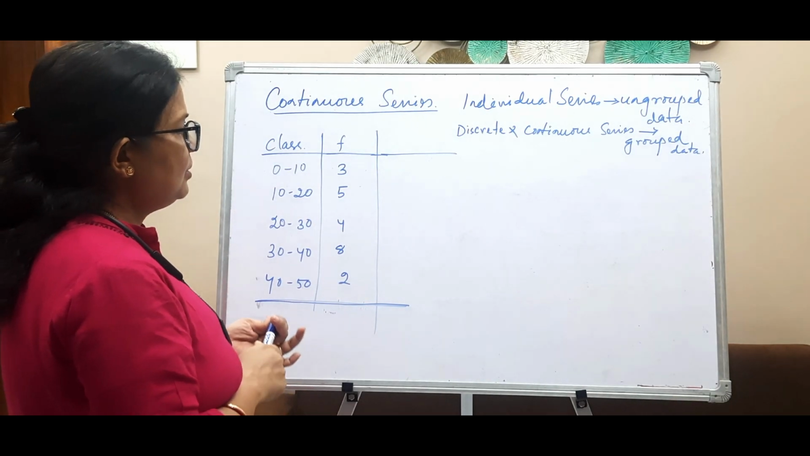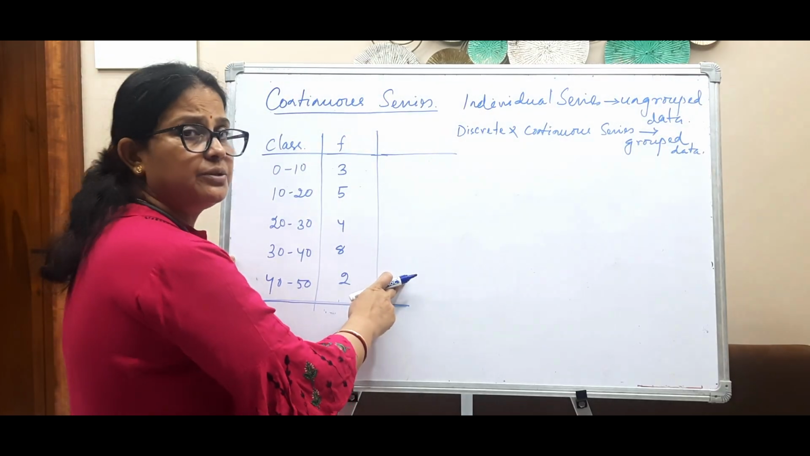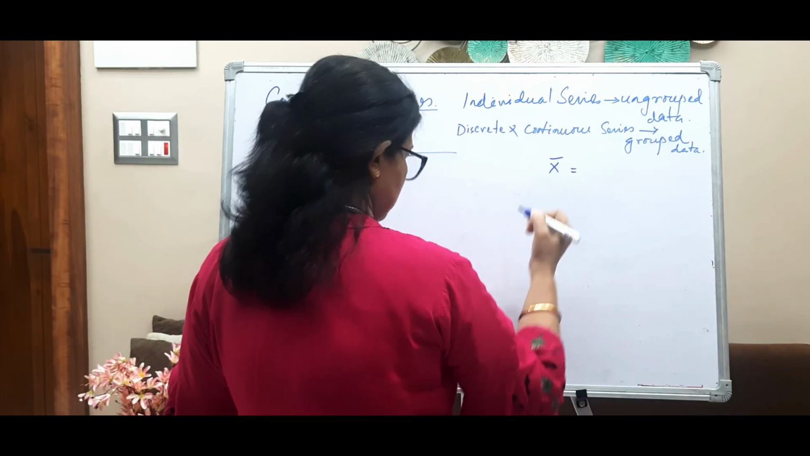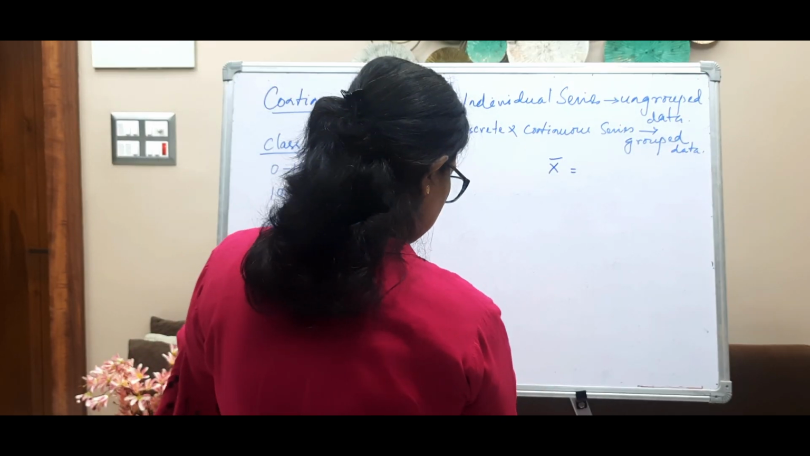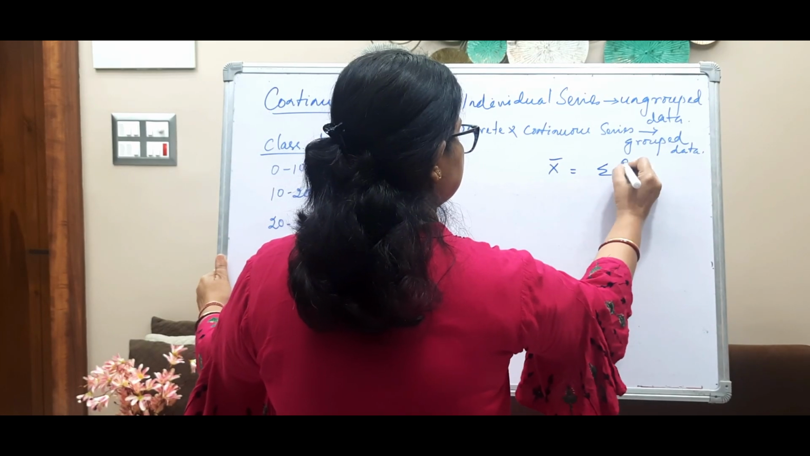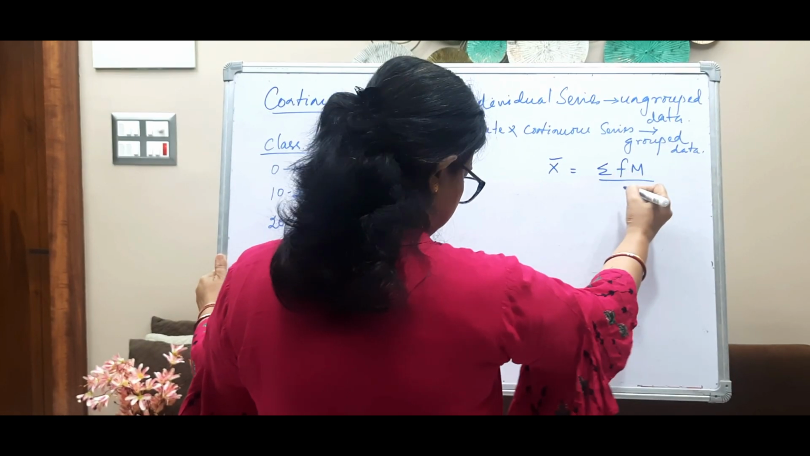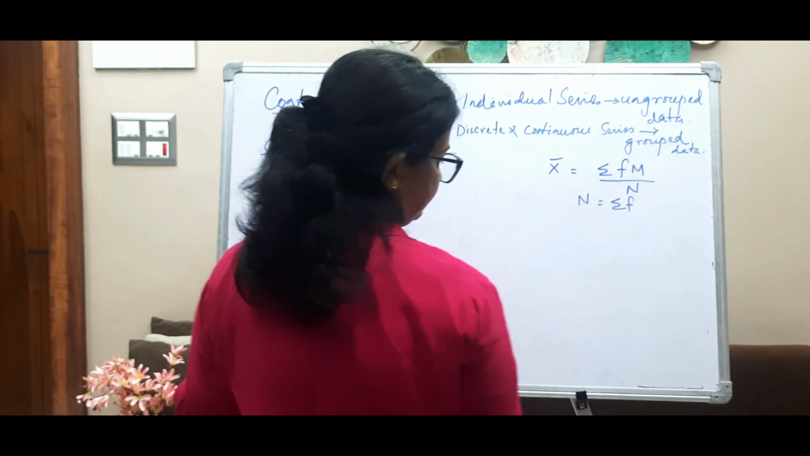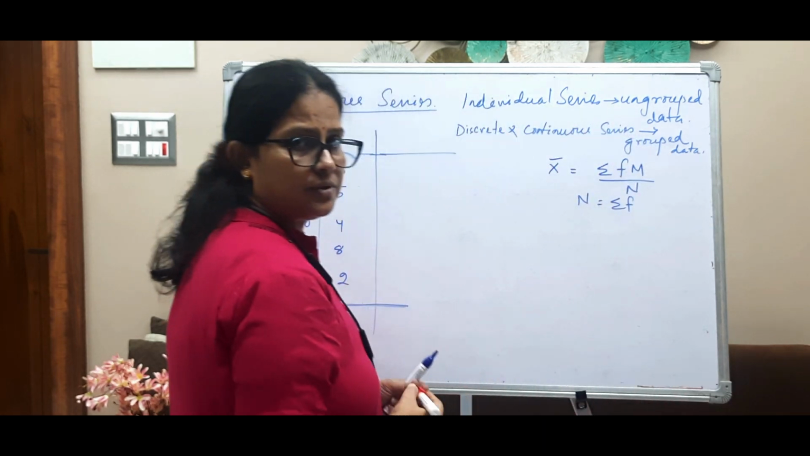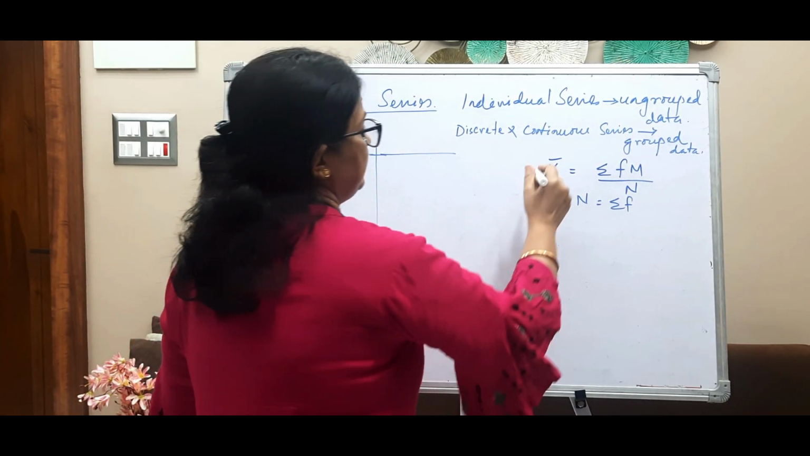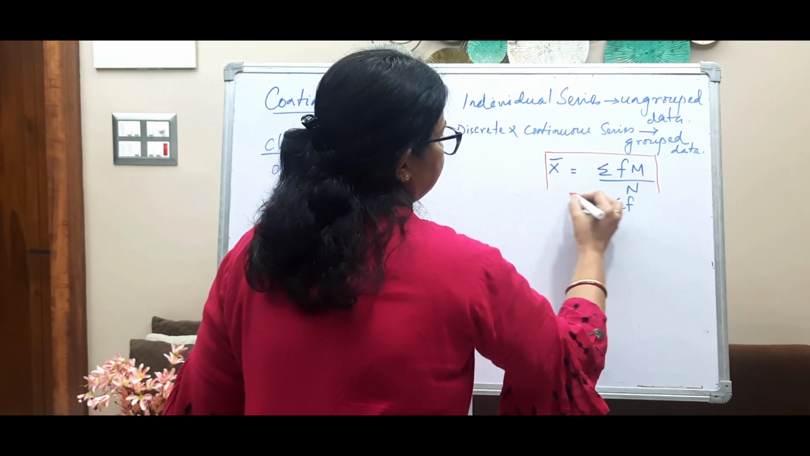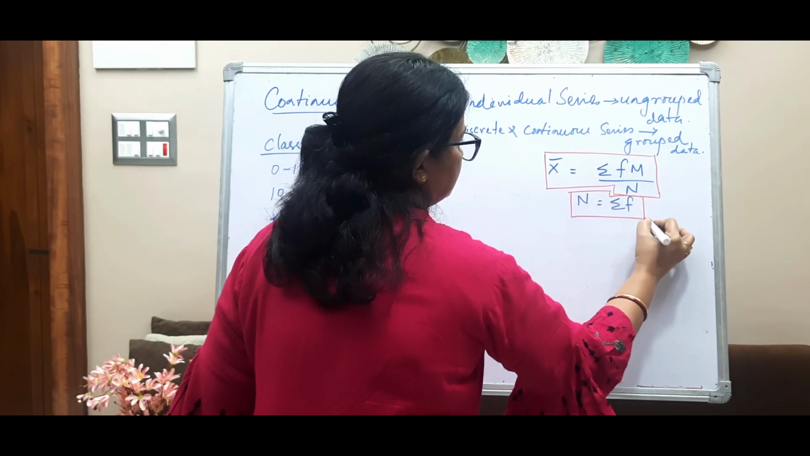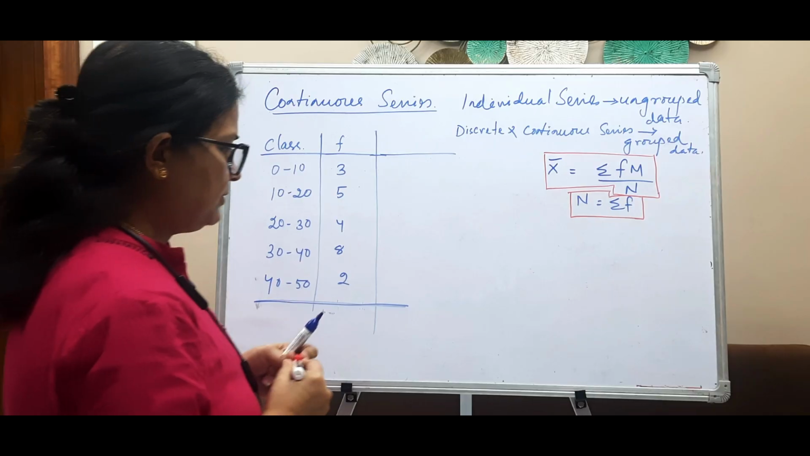As we all know, for direct method, how are we going to calculate x bar? X bar for continuous series is equal to sigma of fm divided by n, where n equal to sigma of f. So this is the formula for direct method. Okay, so what we need to do here?